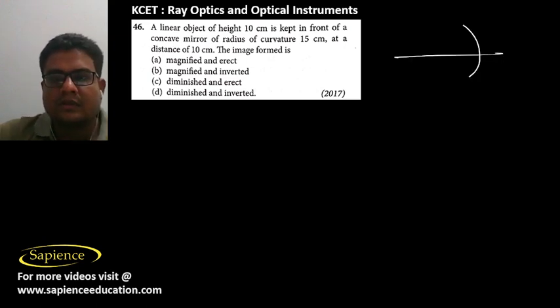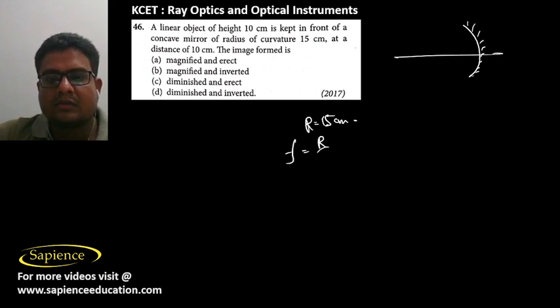So the radius of curvature is 15 centimeters. Therefore, a concave mirror is there. Radius of curvature is 15 centimeters, so the focal length is r by 2, that is 7.5 centimeter. And the linear object of 10 centimeter height is kept at a distance of 10 centimeters here.